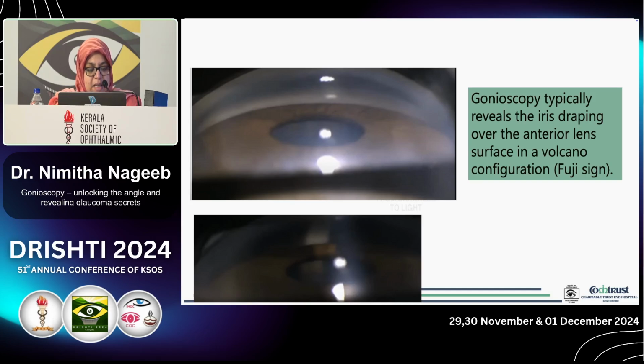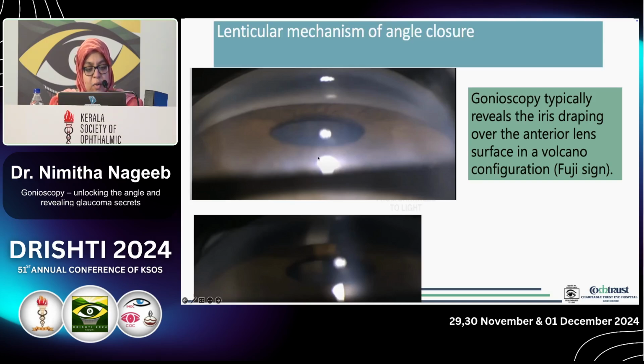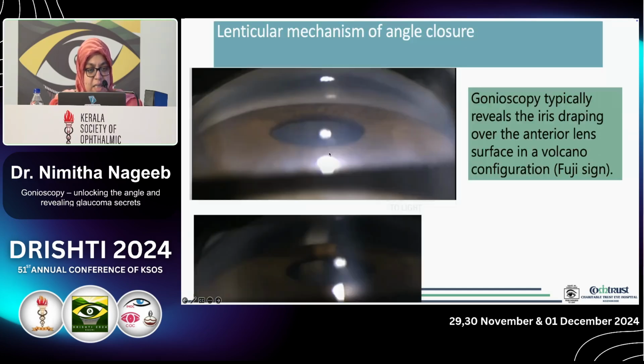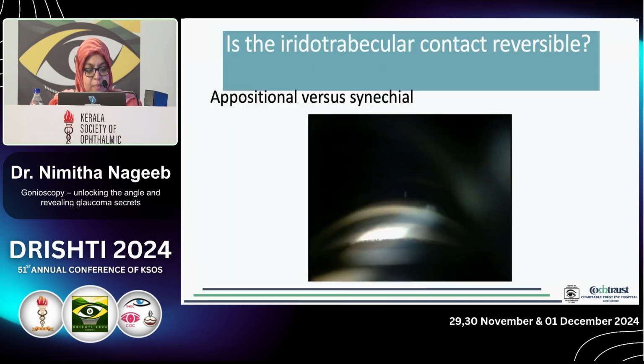So in this, you can see that the angle is actually closed, and you can see a volcano-like configuration, that is the Fuji sign which is seen. This is the lenticular mechanism of angle closure.